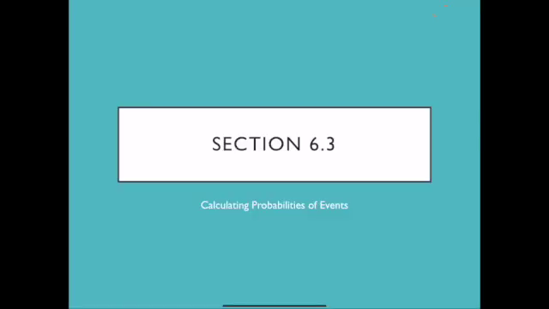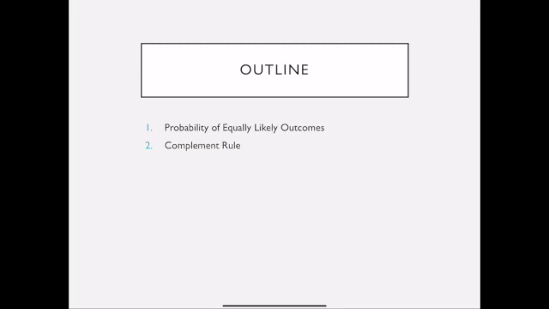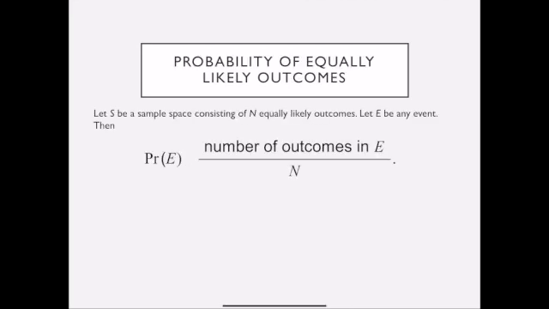Next I want us to calculate the probabilities of specific events. So we're going to go over just these two things in section 6.3. So let's get started. It's a nice short section. So the probability of equally likely outcomes.